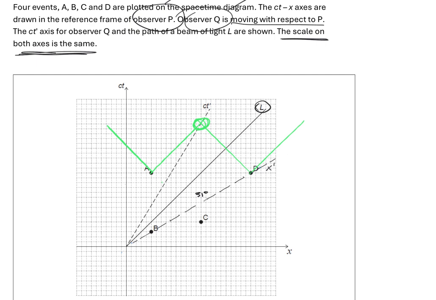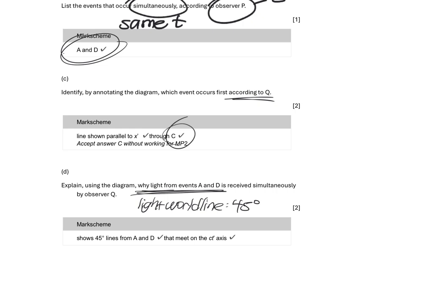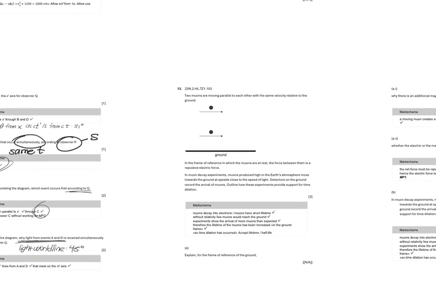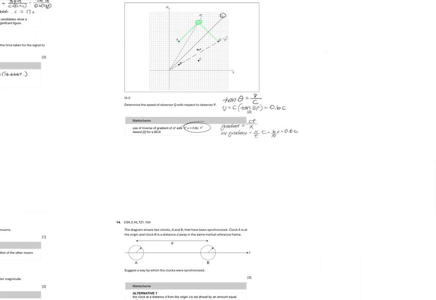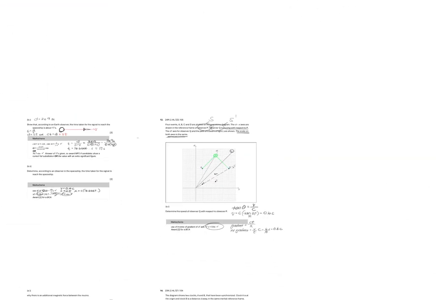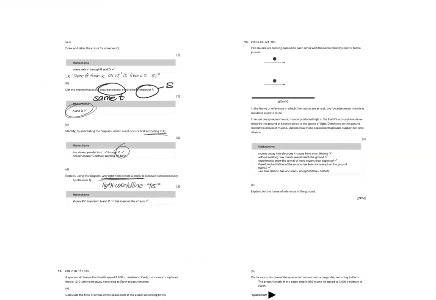So these are not the beams that I want. I'm going to get rid of these. But they're showing that. So that's why the mark scheme says it shows 45-degree lines from A and D that meet on the CT prime axis. There they are, right there. Okay, and that's the end of number 12.